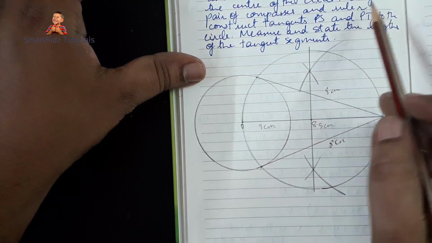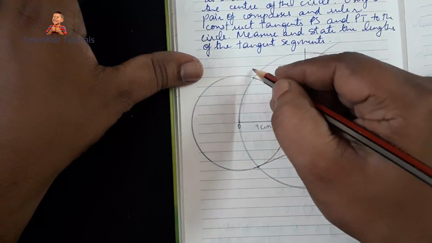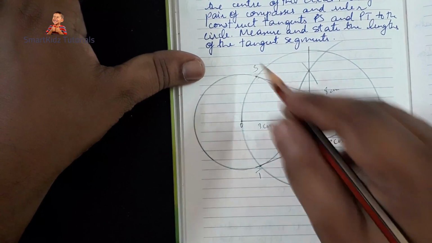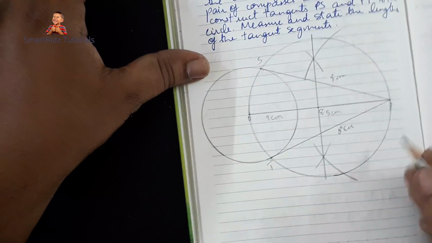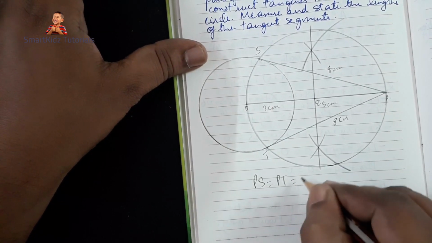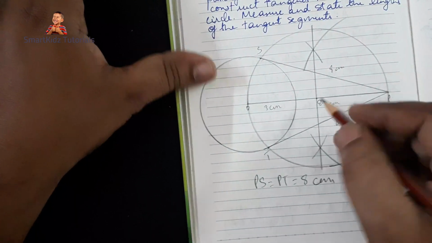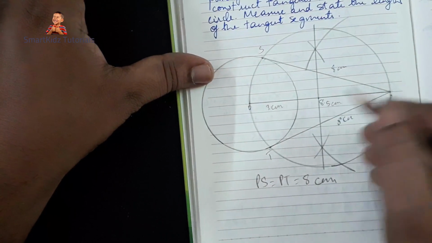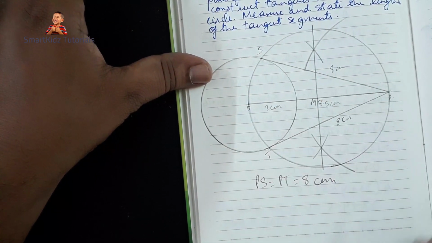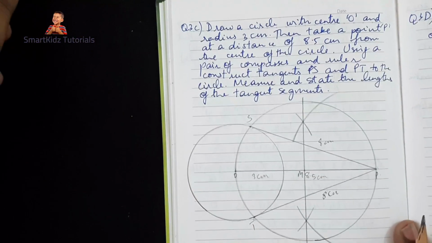And we have also been asked to mark over here the two tangents as PS and PT. So mark this as S and this as T, PS and PT. Right over here, PS equal to PT equal to 8 centimeters. That is what we are asked to mark. Here you can mark this as some letter, let's say M, to mark this center. That's done with the construction of the tangents.